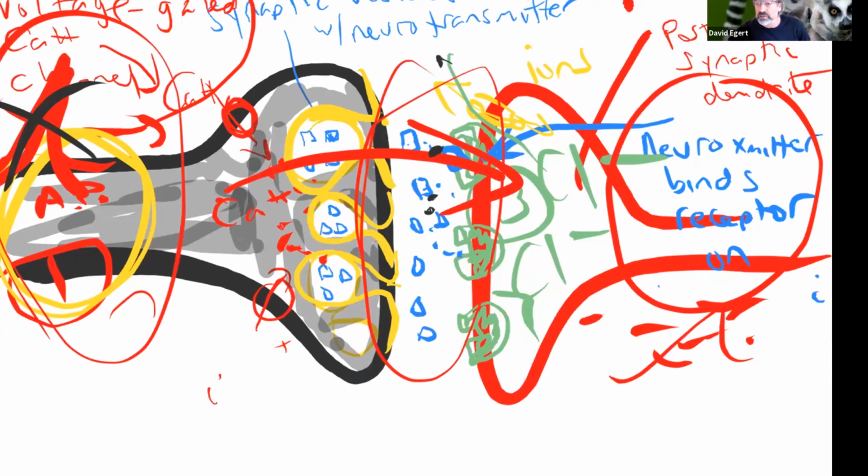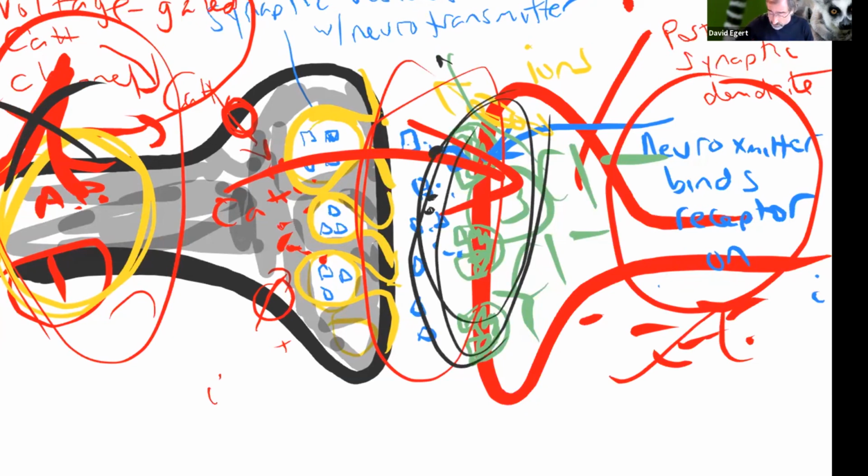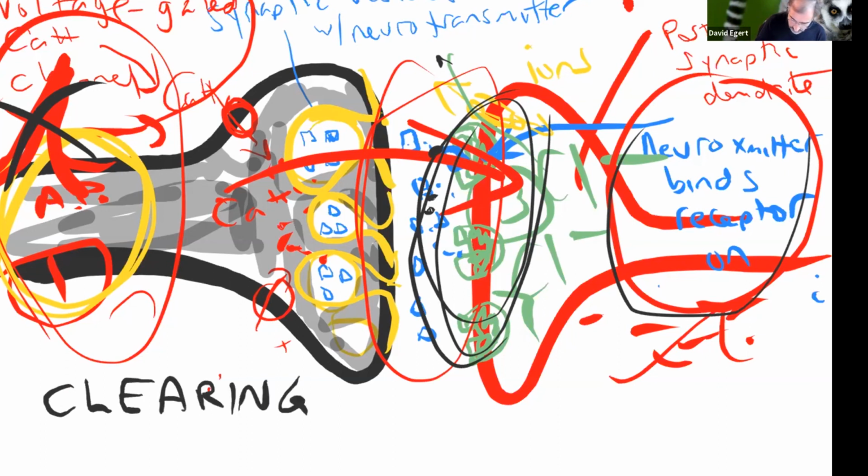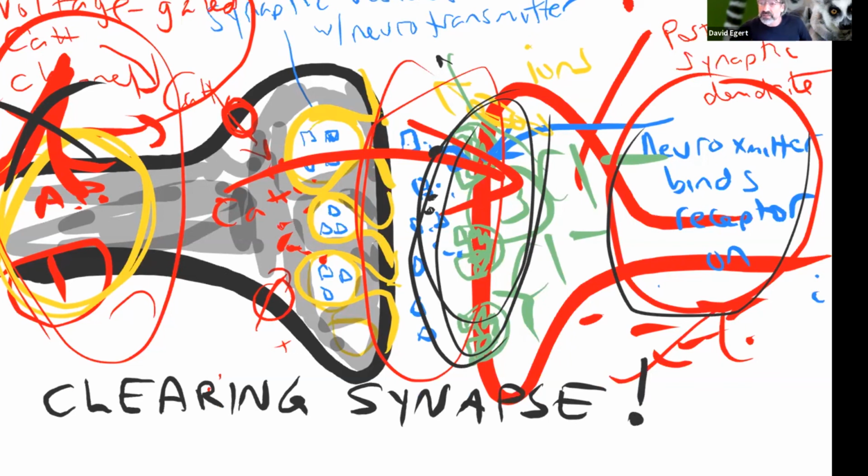As long as the neurotransmitter is there in the cleft, it still binds to the receptor and creates some effect on the postsynaptic neuron. So what we need to do is have some way to clear the synapse of the neurotransmitter so it goes away, so the signal doesn't just keep happening. Does that make sense? Otherwise the postsynaptic membrane is just going to keep getting triggered.